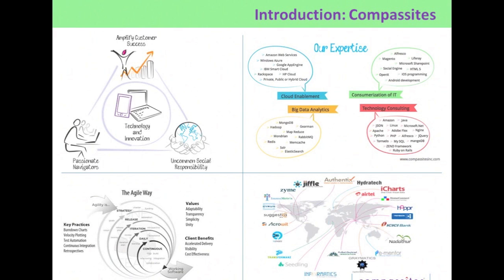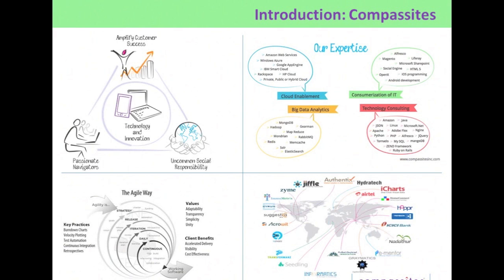So introducing Compassites. Compassites Software Solutions Private Limited was founded in 2005 with the mission to amplify customer success through passionate navigators. Our developers are called navigators, and uncommon social responsibility, keeping technology and innovation at its core. Our expertise includes cloud enablement services, wherein we help customers enable their applications for the cloud, like Amazon Web Services, Windows Azure, Google App Engine, and such.